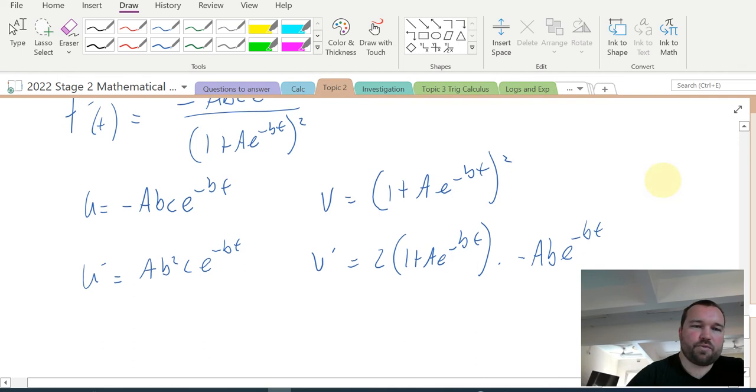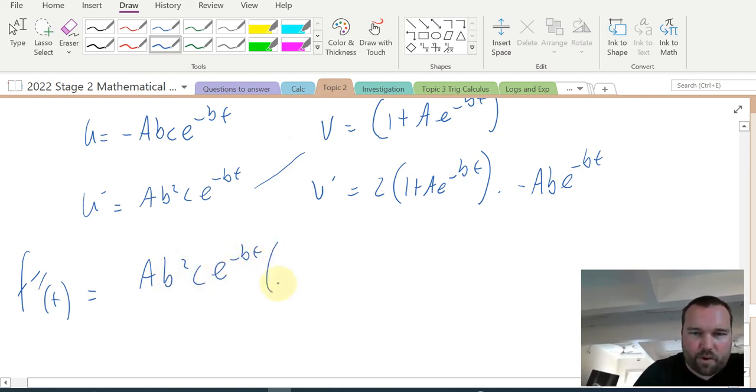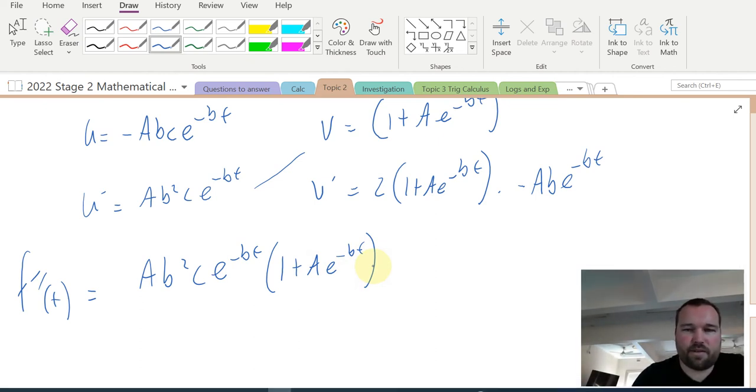We're doing quotient rule. So f double dash t is equal to u dash v, this pair, ab squared c e to the minus bt, bracket 1 plus ae to the minus bt, take u v dash. Now because there's a positive there, and there's a negative here, and there would be a negative from the quotient rule. Overall, there is going to be a negative.